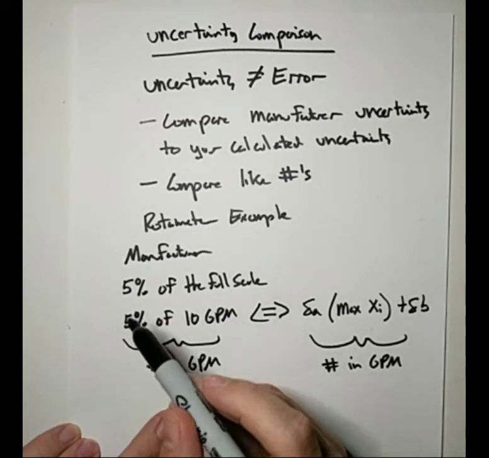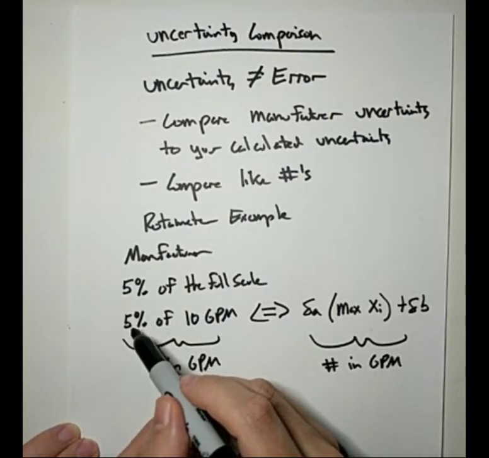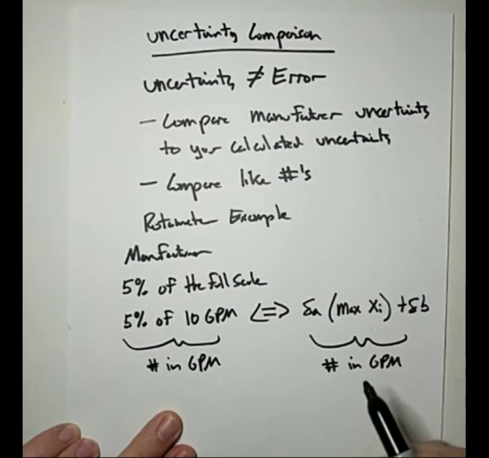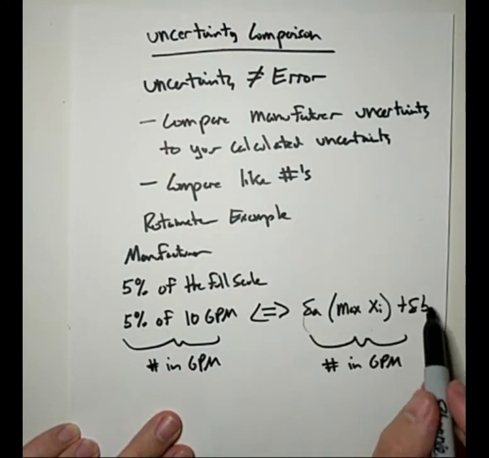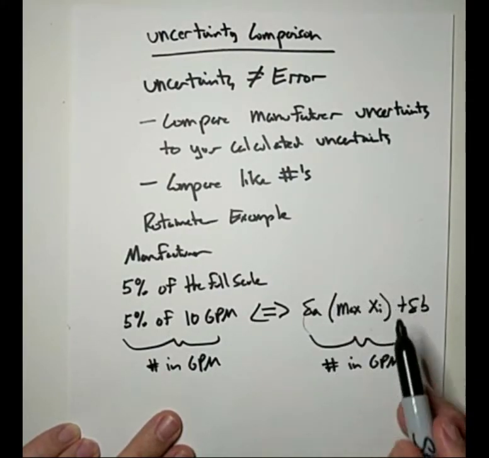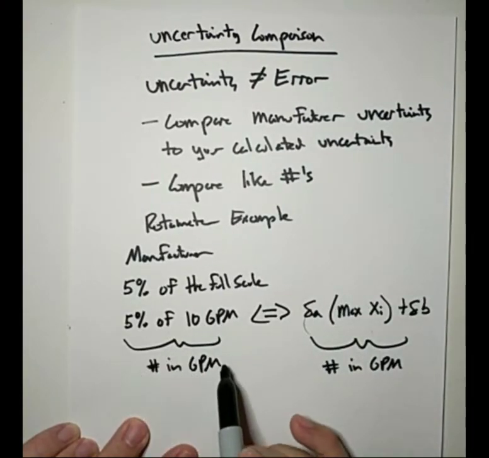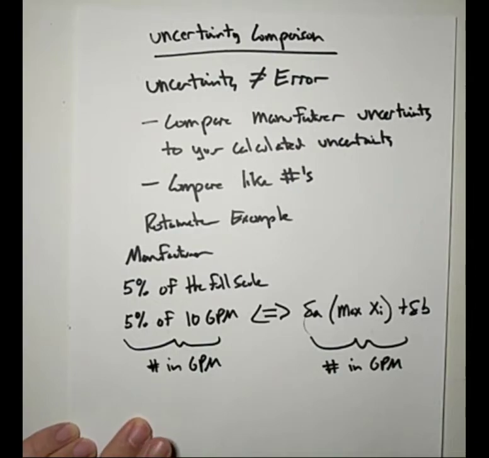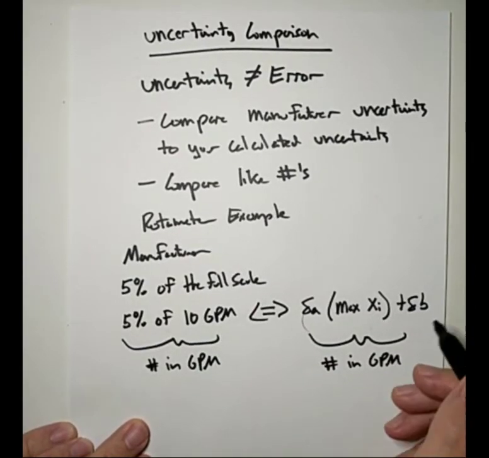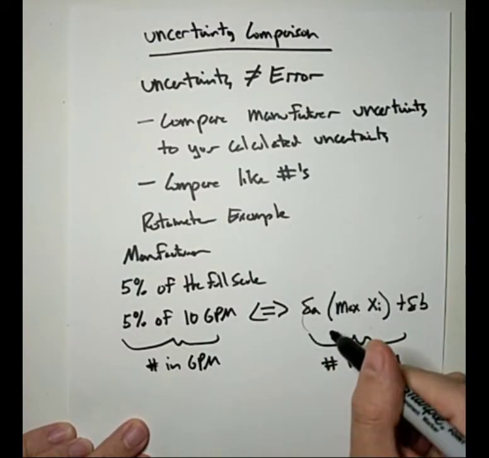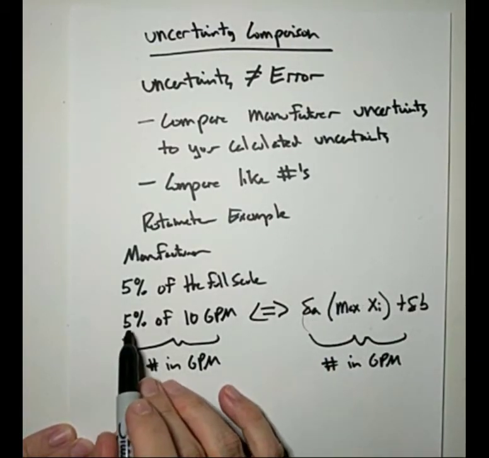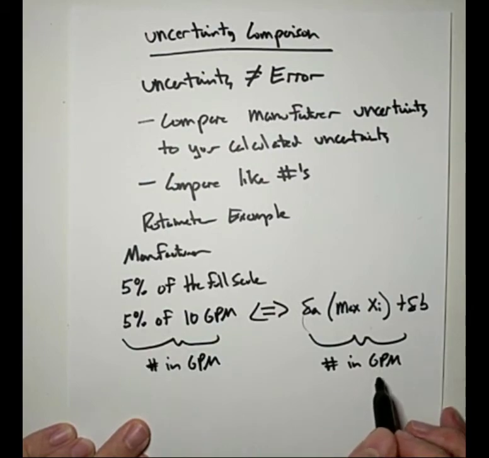So don't say 5% and try to compare it to some number over here. Don't give me just del A or del B and try to compare it to a number in gallons per minute, because if you're just looking at del B, you aren't looking at all the uncertainty, and you don't want to compare a percent to a number in gallons per minute because those don't mean anything compared to each other.